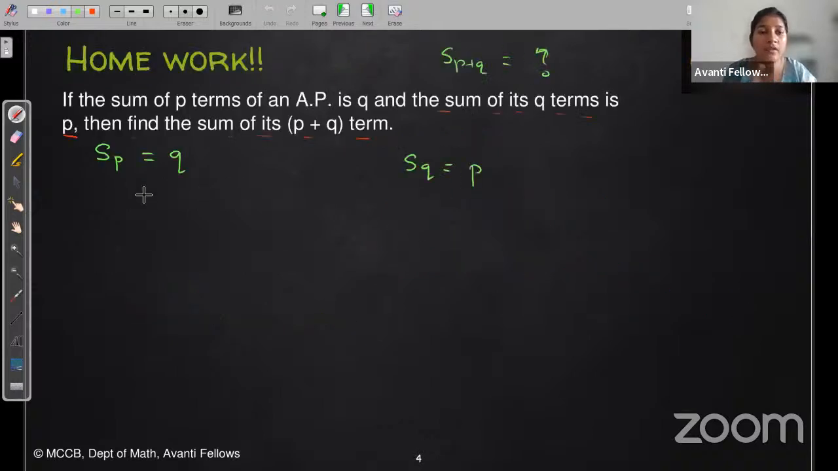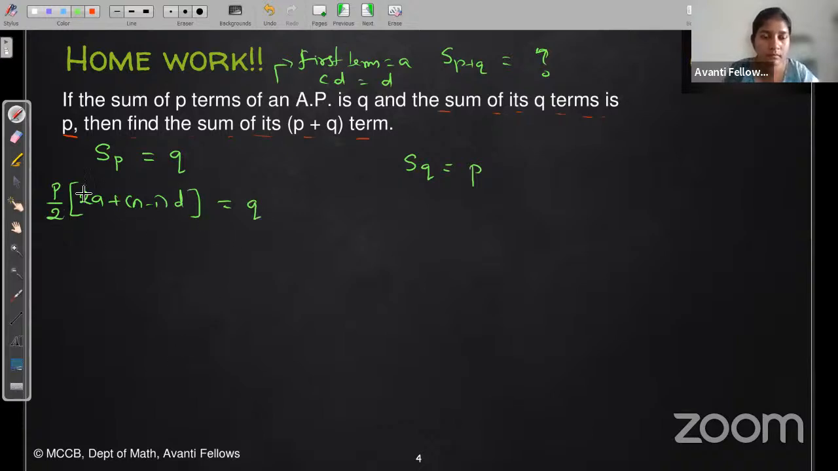So here we have the first p terms, right? So this is going to be what? It's going to be p by 2. Here the first term of the AP I'm considering as a and the common difference is d only. So it's going to be 2a plus n minus 1 into d is equal to q. Correct? Fine then.